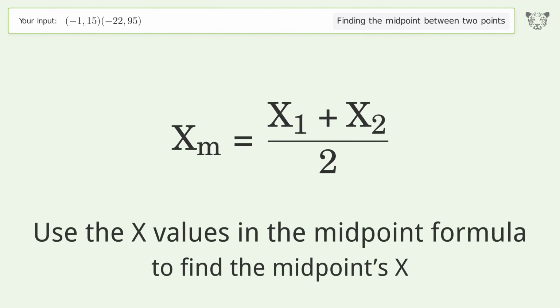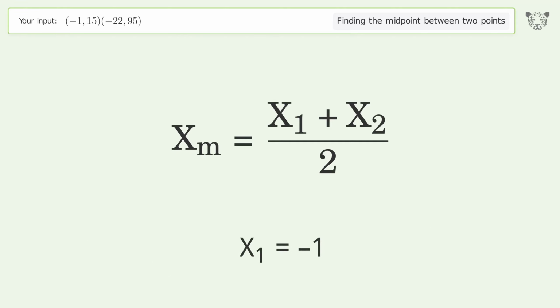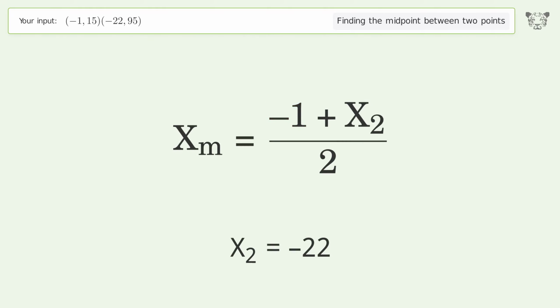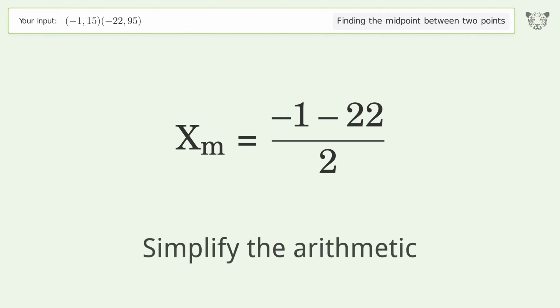Use the x values in the midpoint formula to find the midpoint's x. x1 equals negative 1. x2 equals negative 22. Simplify the arithmetic.